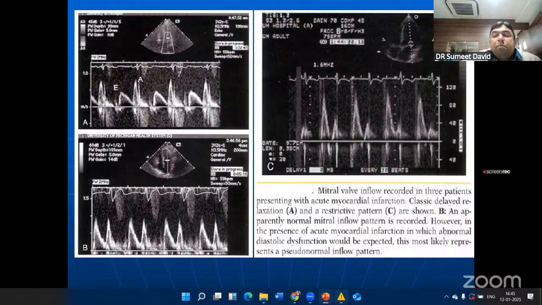And in B, you see the normal pattern. The E is little more and A is little less. So B1 is the normal pattern. The A1 is the grade 1 or 2 diastolic dysfunction. C is the grade 3 and 4. That is the restrictive pattern when diastolic dysfunction becomes more.